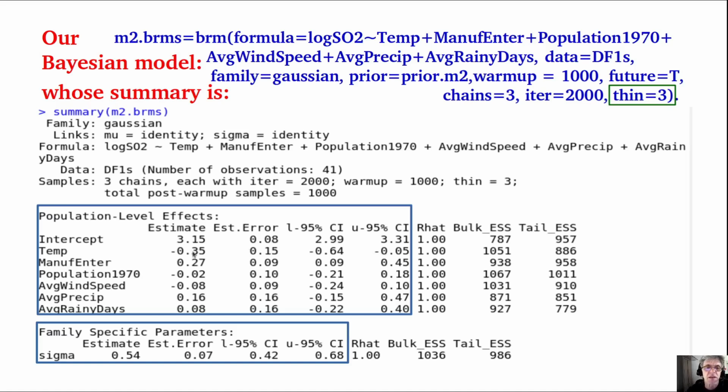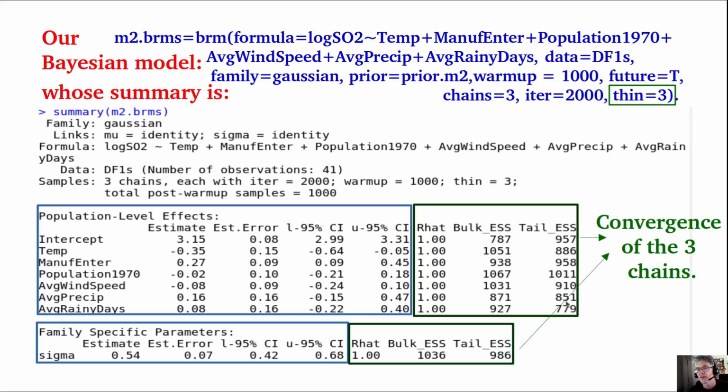Remember that all these variables were standardized prior to the analysis, and therefore this partial slope of -0.35 means that an increase of one standard deviation of the temperature leads to a decline of the mean log SO2 of 0.35 units. And then we have also, of course, the metrics related to the convergence of the chains, which we are going to first evaluate in different plots in what follows.